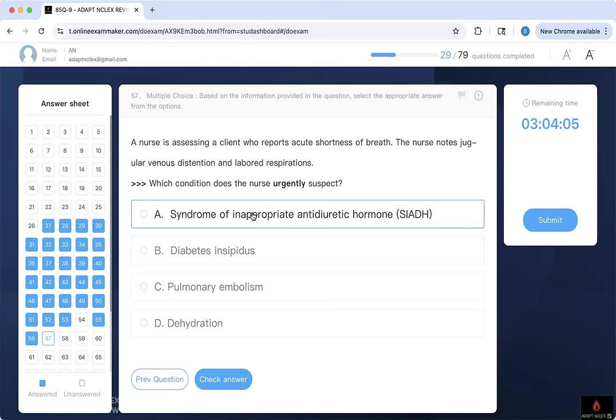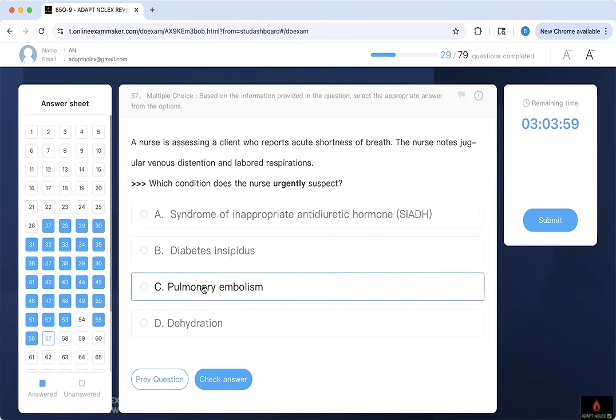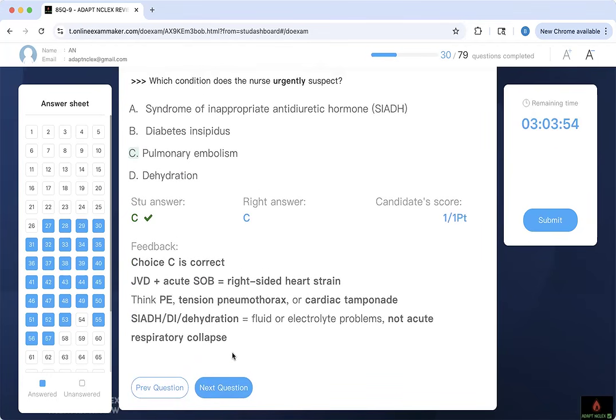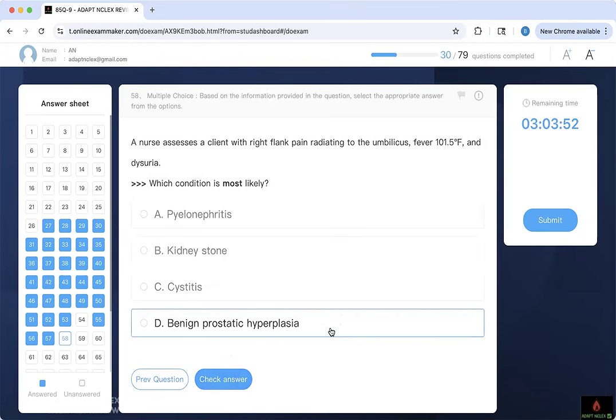You're going to be fluid overloaded. This looks like right-sided strain. This is due to pulmonary edema. JVD and shortness of breath are all right-sided strain of your heart.